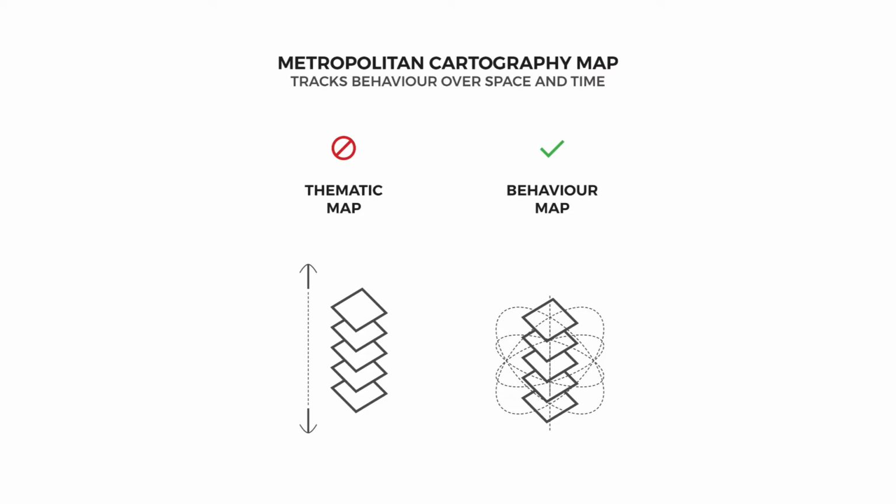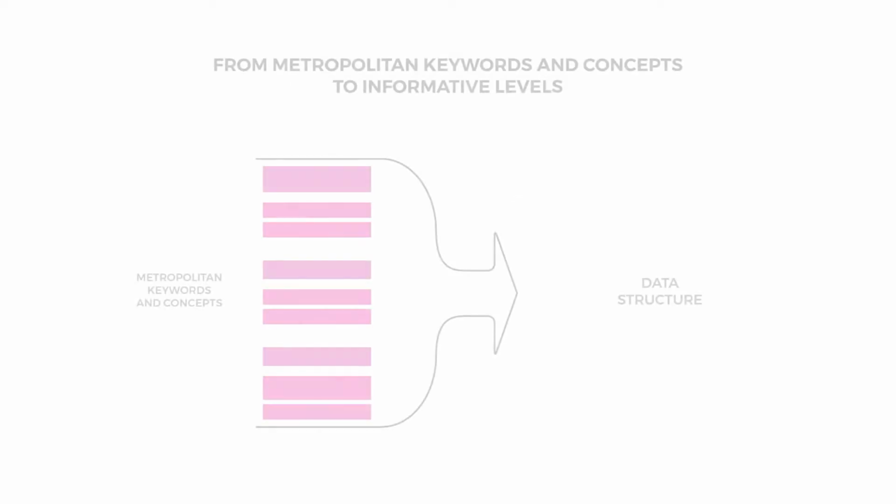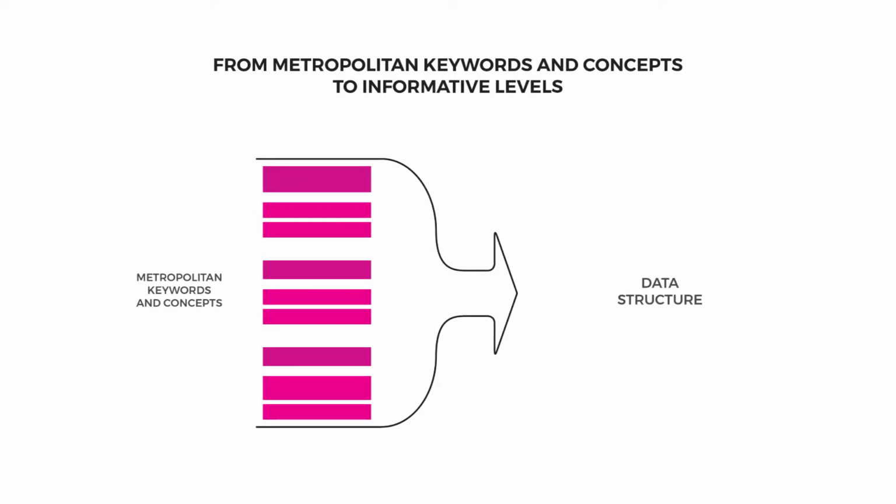The maps drawn with the informative levels driven from the zone of reading are a systematic observation that tracks behavior over space and time. One of the main goals of metropolitan cartography is to avoid thematic mapping. Each zone of reading can be translated in a spatial representation linking the metropolitan keywords and the related concepts with spatial resources connected to the data structure.